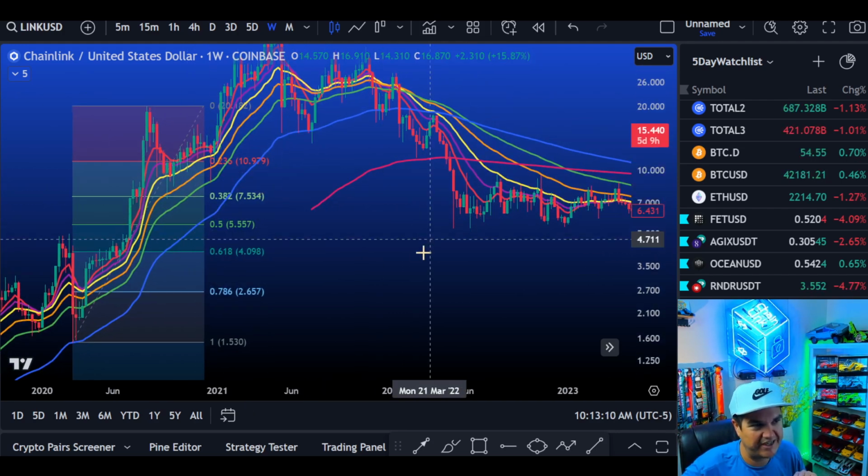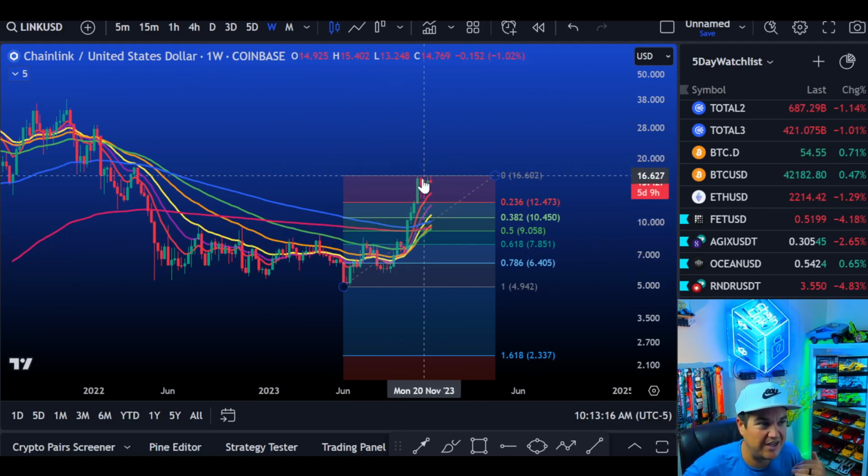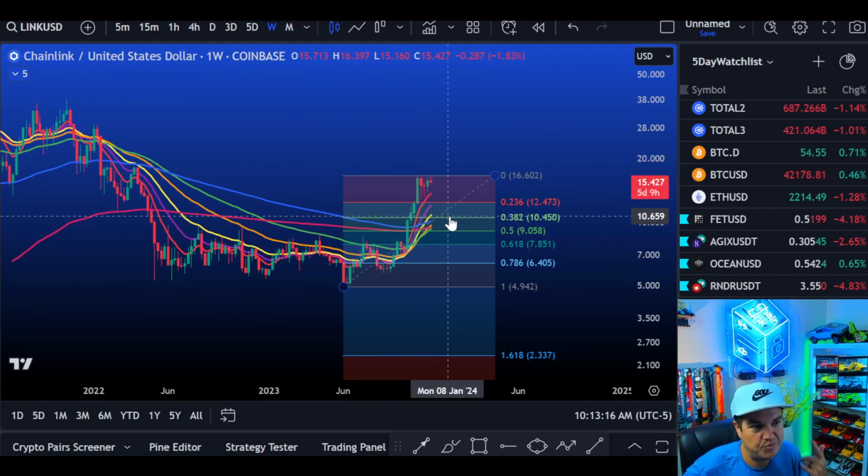382, right? No matter what you're looking at, swing lows to swing highs, oftentimes on bullish moves, and I would consider that a bullish breakout move, the 382 is a pretty good spot.